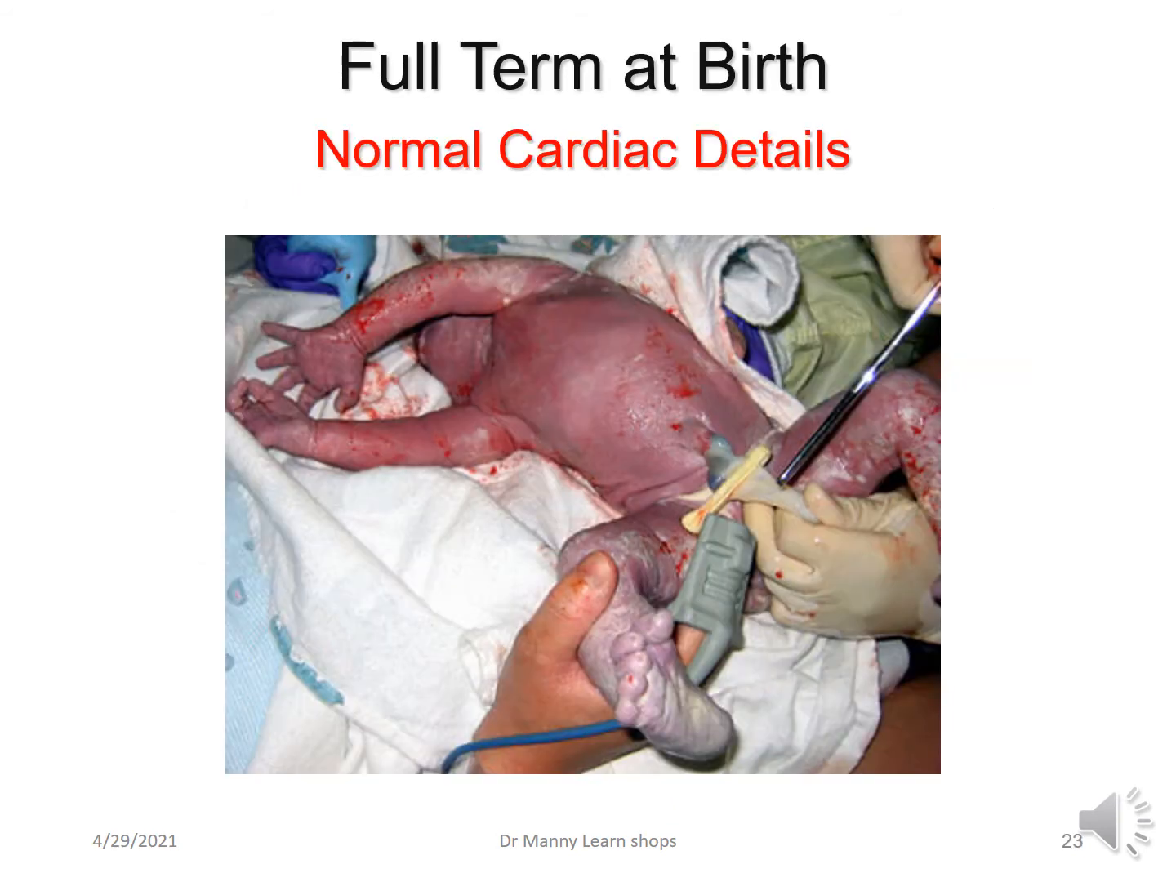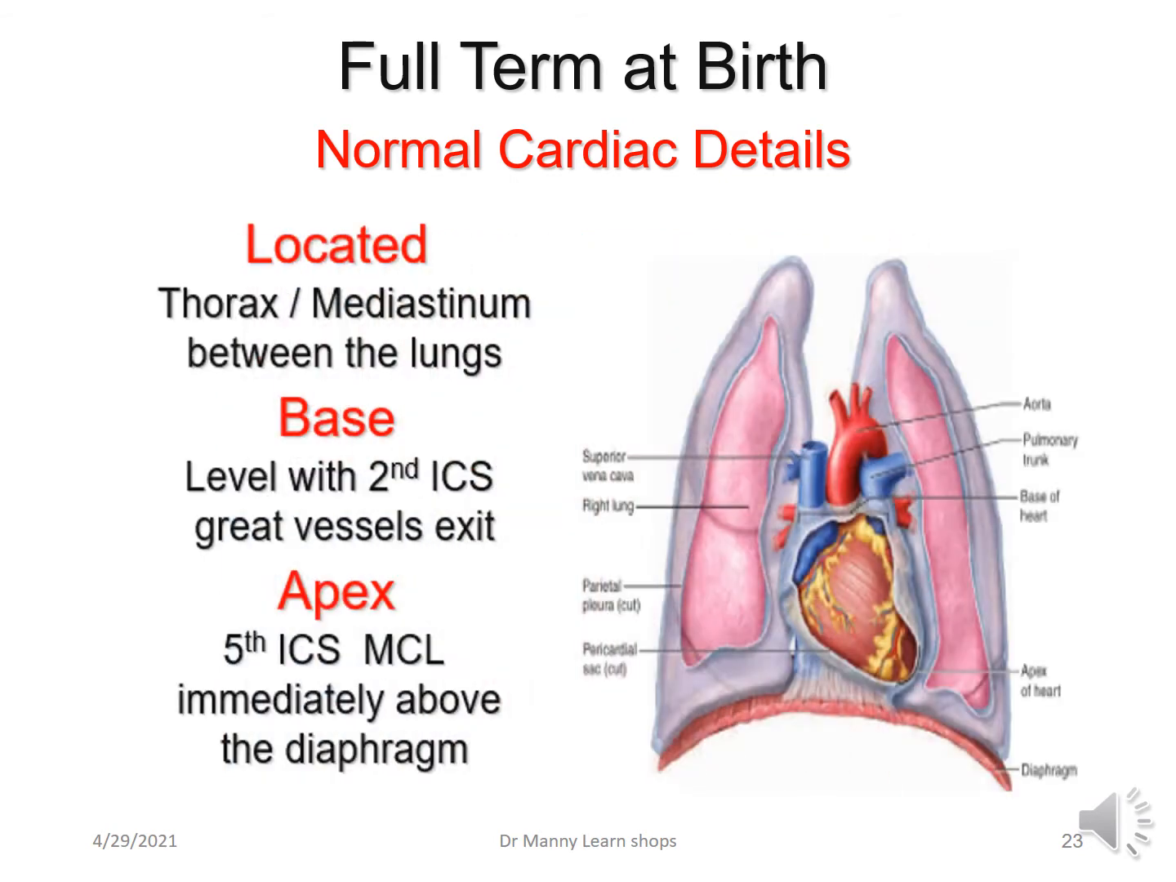At term and at birth, these are some of the normal cardiac details. The heart is normally located in the thorax, the mediastinum, which is the cavity between the lungs. The base is at the level of the second intercostal space, and this is where the great vessels exit. The apex is located at the fifth intercostal space in the midclavicular line, immediately above the diaphragm, which the heart sits on.